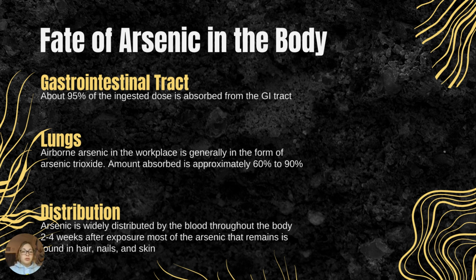So arsenic is widely distributed by the blood throughout the body, and it takes 2 to 4 weeks after exposure for most of the arsenic that remains in the body to be in the hair and nails and skin, while everything else is excreted. Most of the arsenic is not kept in the tissues or blood stream.